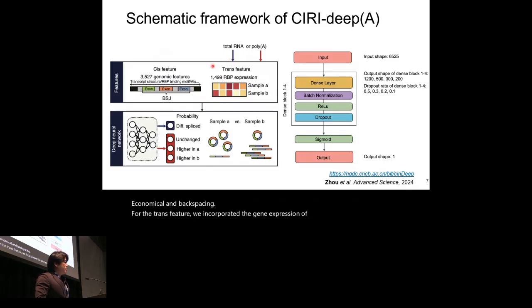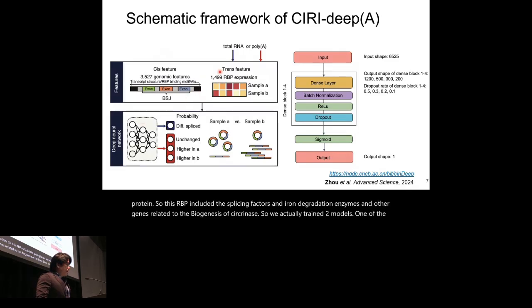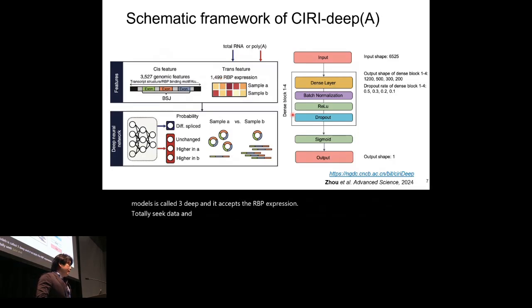For the trans features, we incorporated the gene expression of about 1,500 RNA binding proteins. These RBPs included splicing factors, RNA degradation enzymes, and other genes related to the biogenesis of circRNAs. We actually trained two models. One of the models is called CIRI-Deep, and it accepts the RBP expression from total RNA data, and the other one is called CIRI-Deep-A, which accepts the RBP expression from the poly-A selected data.